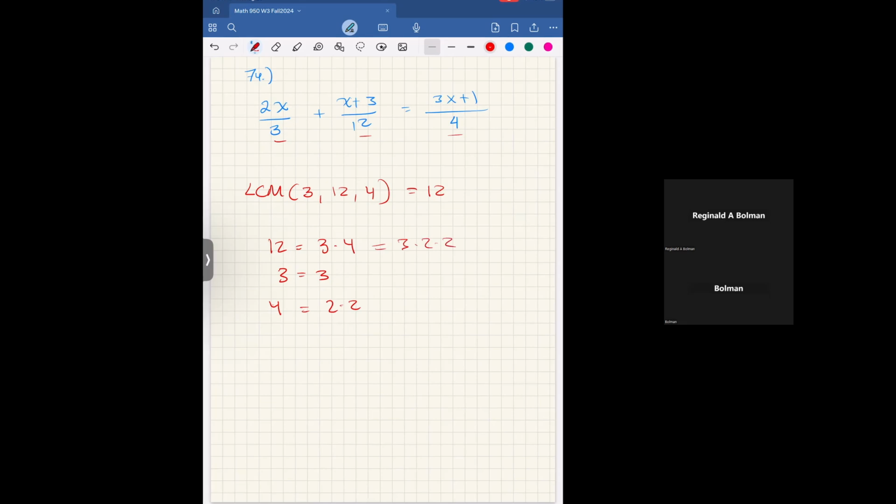And what you do with the prime factorization is that the prime factorization is going to tell you what terms you need to add to all of the numbers in order to find a common multiple.